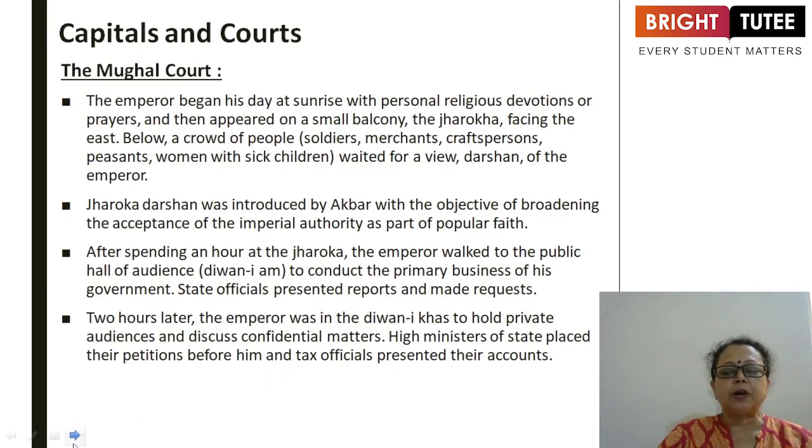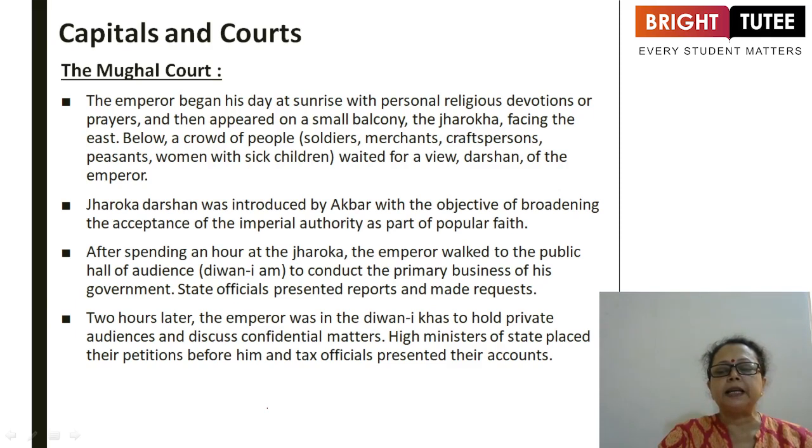Then it comes to the Mughal courts. First of all, in this first part, we have just discussed the shifting of the capital cities, with new buildings, with the importance of the neighboring places, with different motives. The different rulers shifted and constructed new palaces for the king. Now coming to the Mughal court, how it was working.